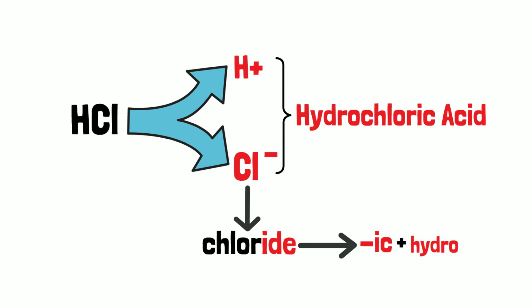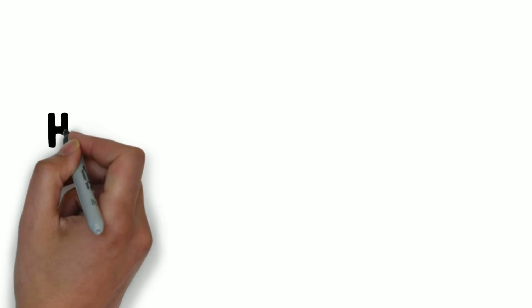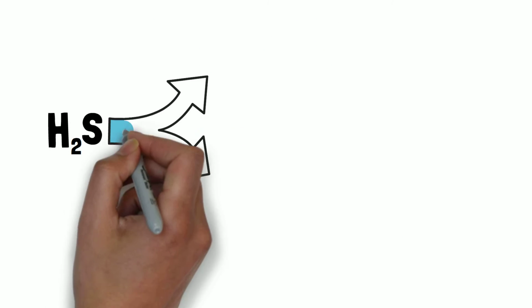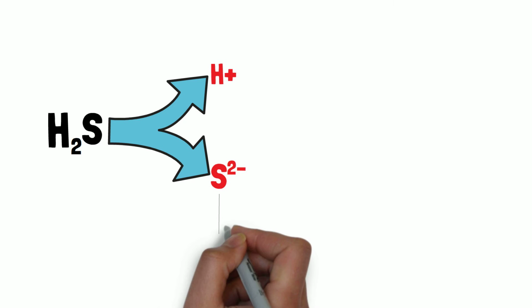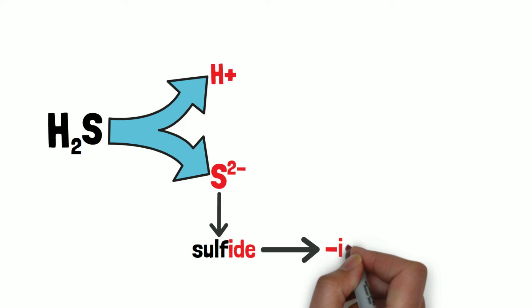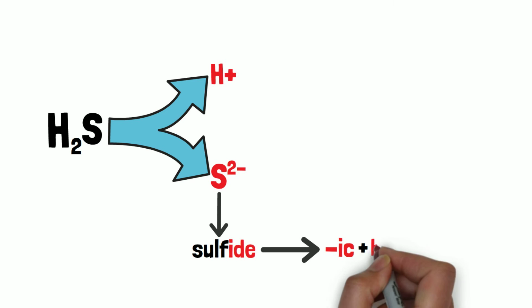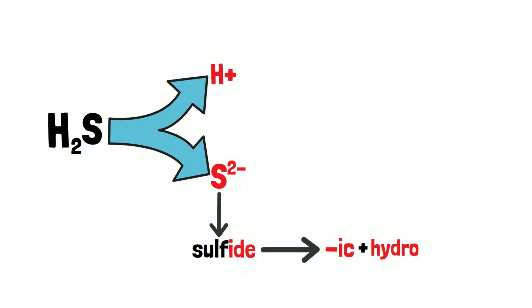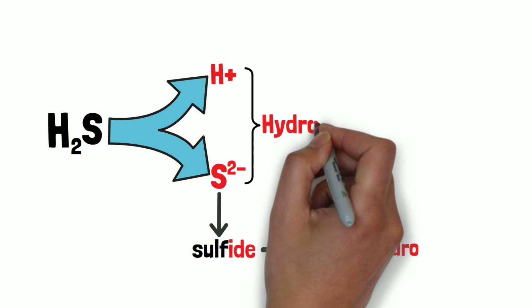Let us look at another example, H2S. S2- has the ionic name sulfide. This means that the IDE is going to be changed to IC, and the prefix hydro will be used. And so, the name of the acid H2S is hydrosulfuric acid.